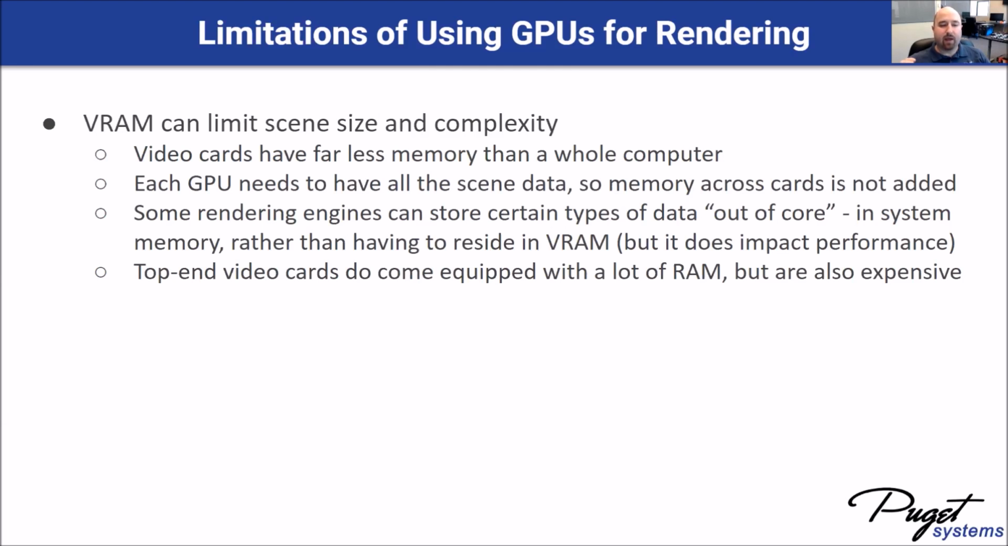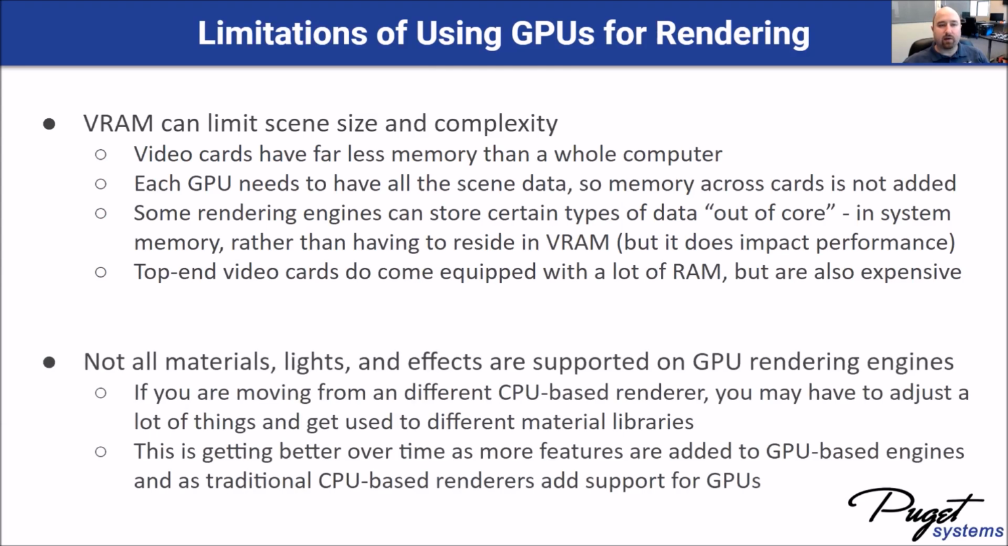And some rendering engines can store certain types of data outside of the video card, but even if they're able to do that, which is called out of core memory, there's going to be some performance impact, whether it's a little or a lot, depends on the engine and what sort of data and how much data you're storing out of the video card. But it's something to keep in mind. And you can combat this somewhat by just going higher end on the video card selection. Top end video cards do come equipped with more RAM, but they also get more expensive.